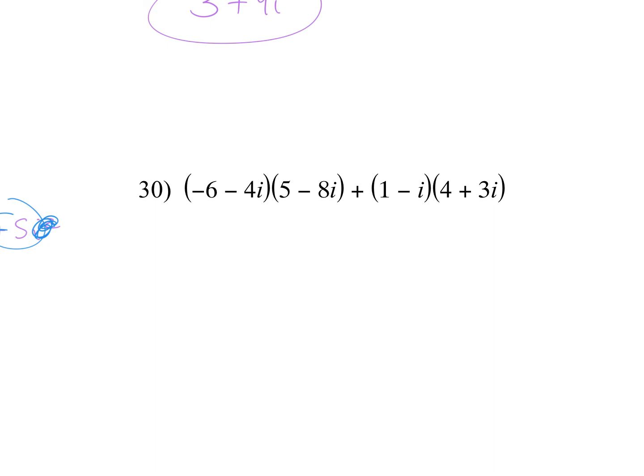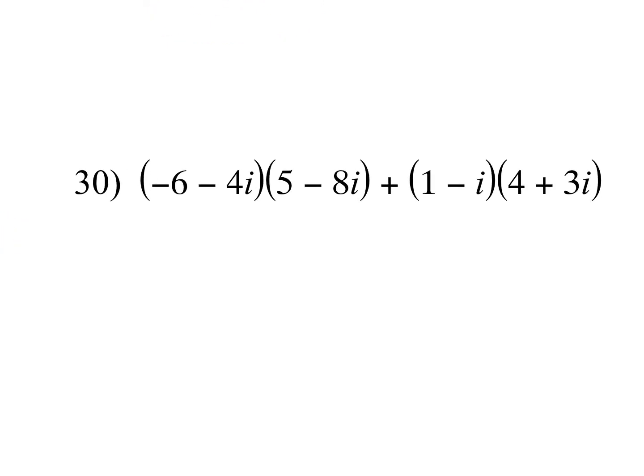Two FOILing problems, then you combine like terms. What is negative 6 times 5? Negative 30. Negative 6 times negative 8. Positive 48i. Negative 4i and 5 is minus 20i. Negative 4i, negative 8 is plus 32i squared. As soon as you see that i squared, cross that off and change that sign to negative.